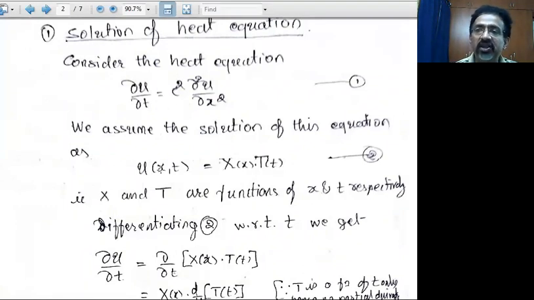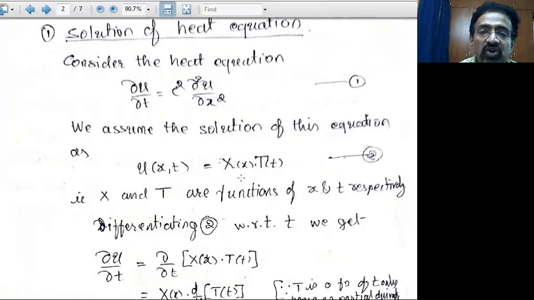Heat dissipates to the atmosphere and the temperature decreases. After a long time, if I go and touch the material, I won't feel hot at all. That clearly indicates the heat is a function of time also. So I assume u of x, t, where u is the heat.